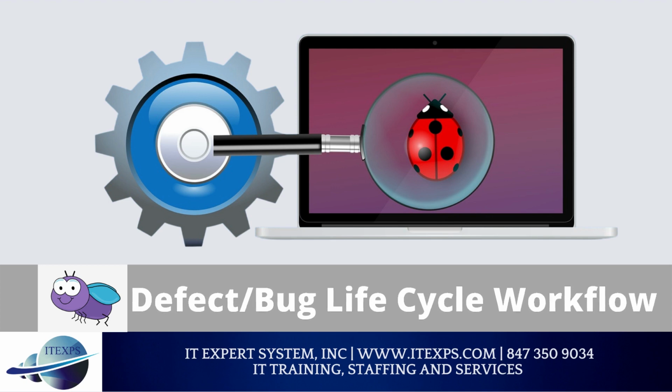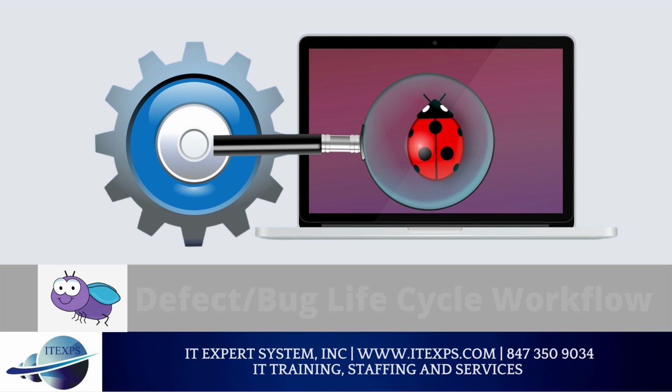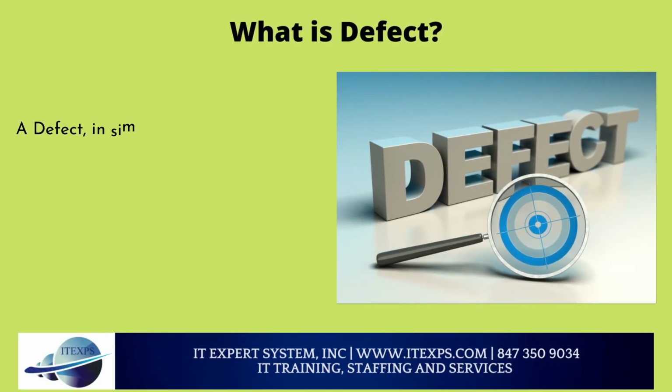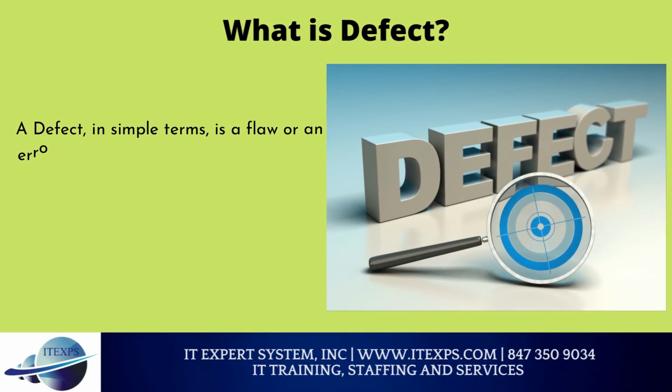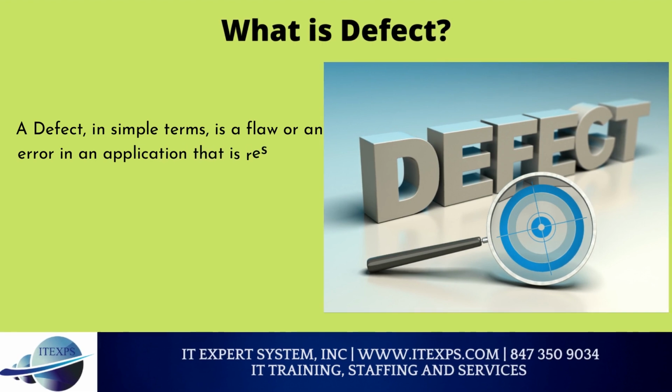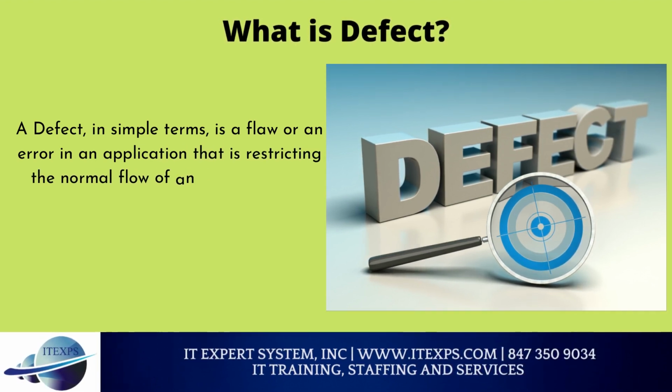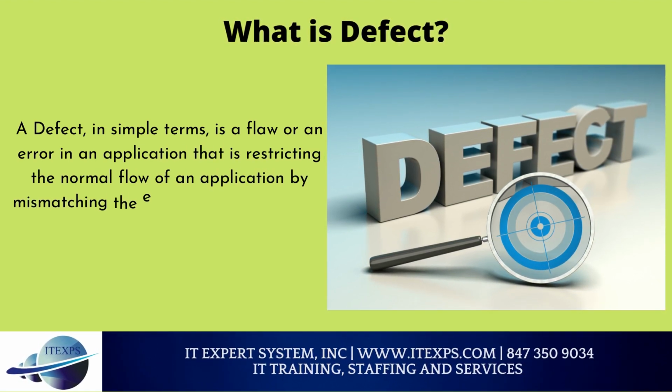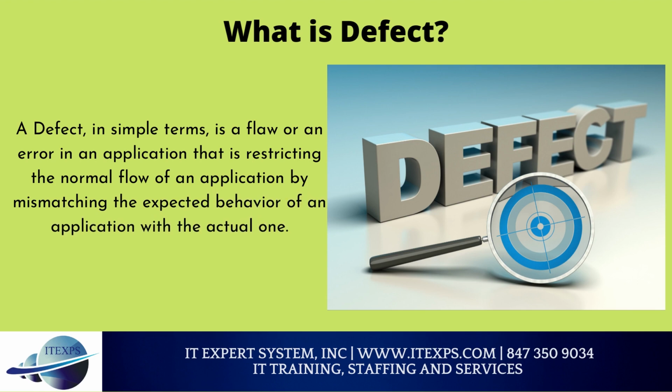Today we'll see how the defect or bug lifecycle workflow works. What is a defect? A defect, in simple terms, is a flaw or an error in an application that is restricting the normal flow of the application by mismatching the expected behavior of the application with the actual one. A defect occurs when a mistake is made by a developer during the designing or building of an application, and when this flaw is found by a tester, it is termed a defect.